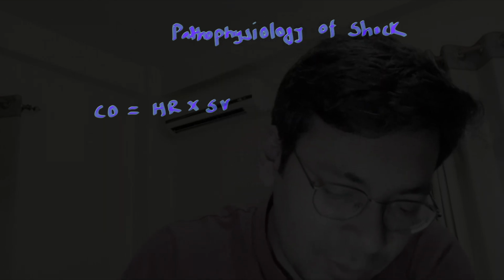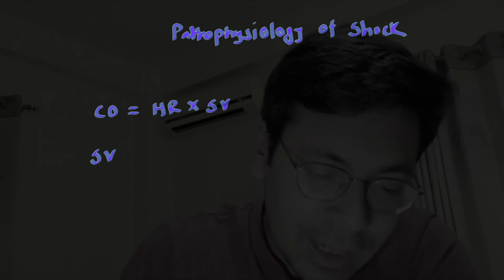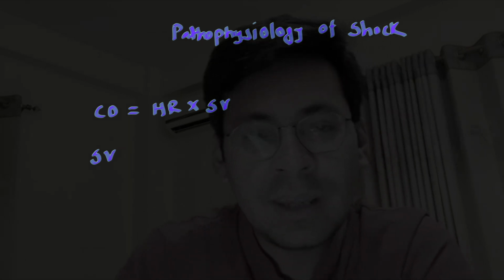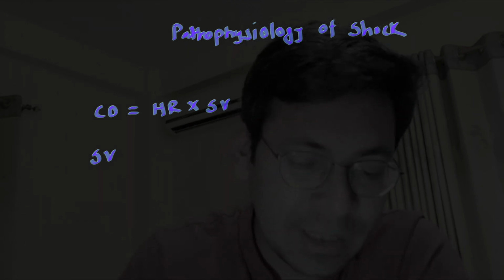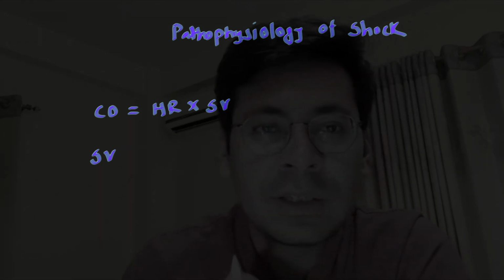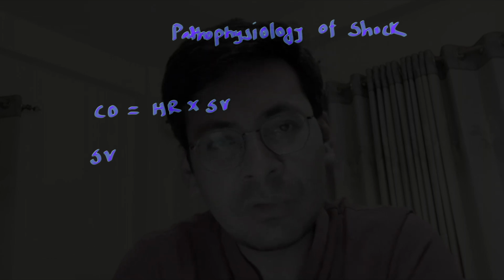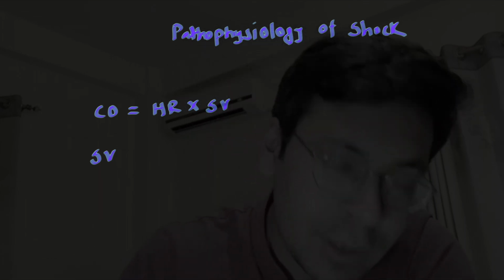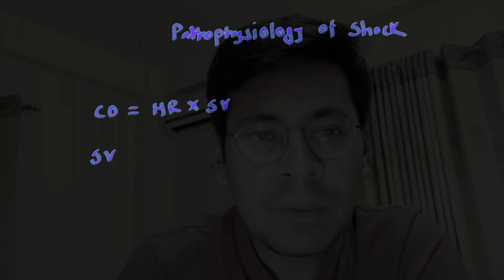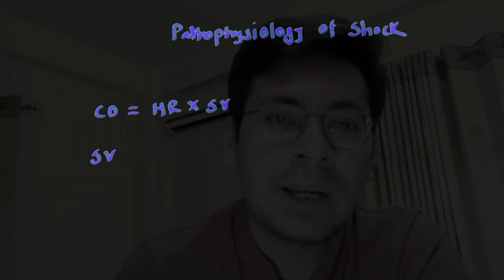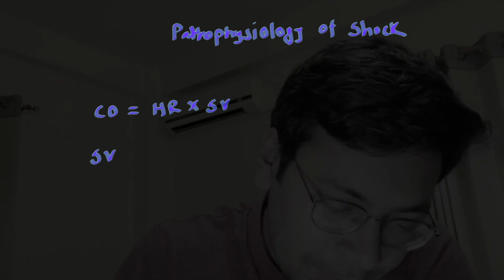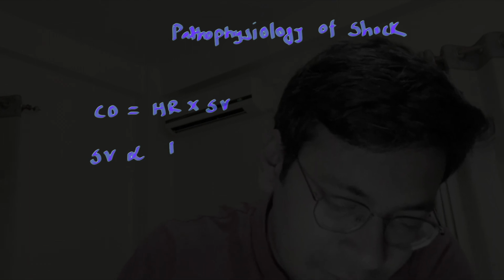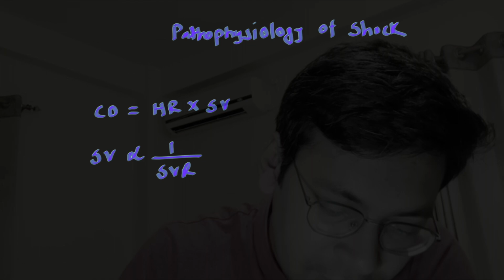Another very important piece of information is that stroke volume decreases if our vascular resistance increases. That means if our systemic vascular resistance increases, our stroke volume will decrease automatically. So there will be a negative relationship between stroke volume and systemic vascular resistance. Let me write this down. So stroke volume has a negative relation with systemic vascular resistance.